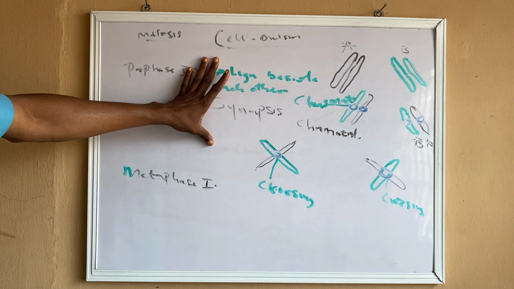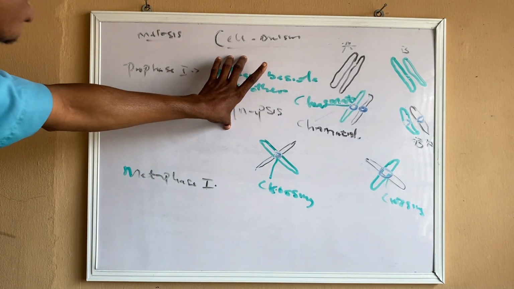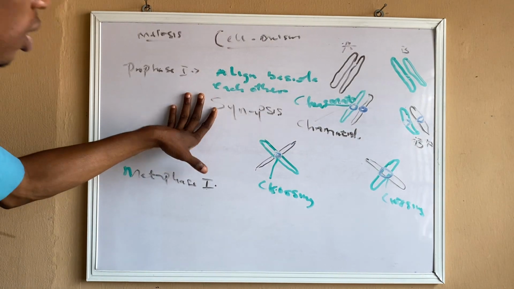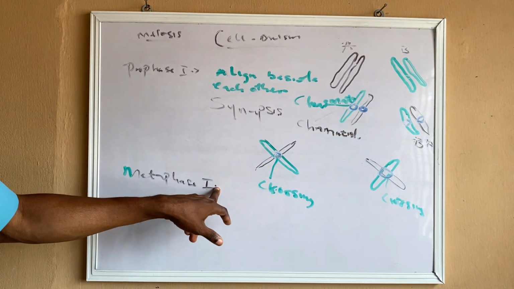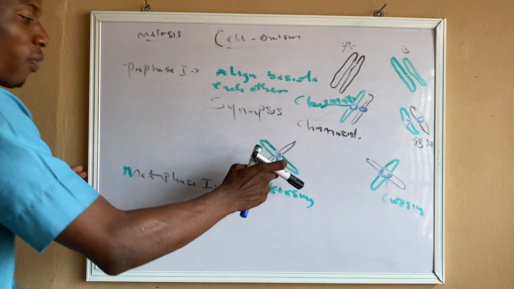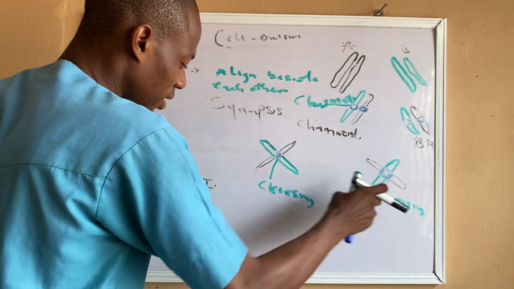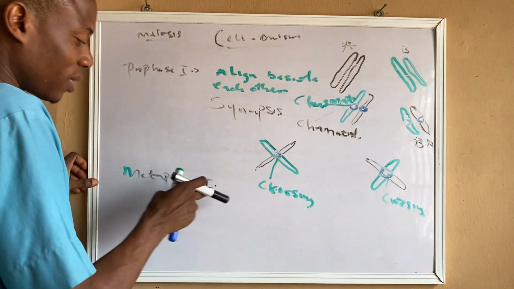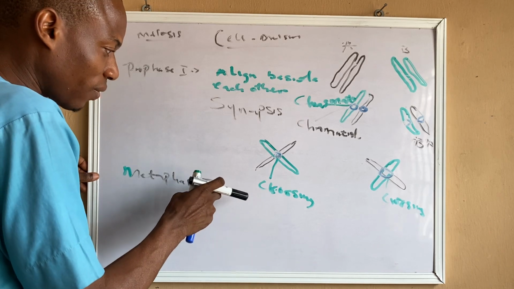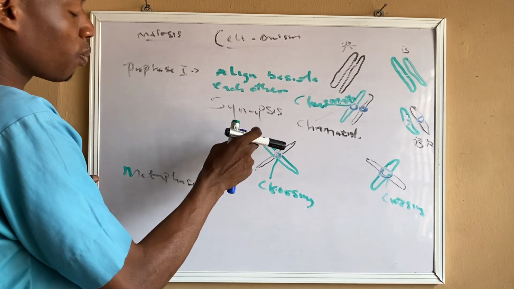We have already said that it is a series. That means that when the first stage finishes, the second stage carries on from where it finished. So where the Prophase finishes in the crossing, that is the point where the metaphase starts. The starting point for the metaphase is the end point of the Prophase.